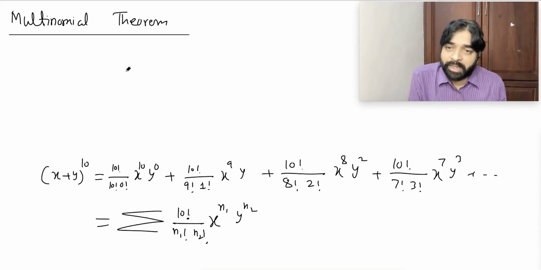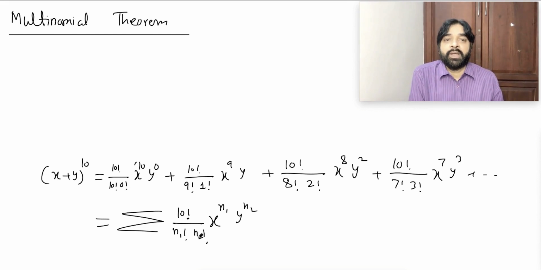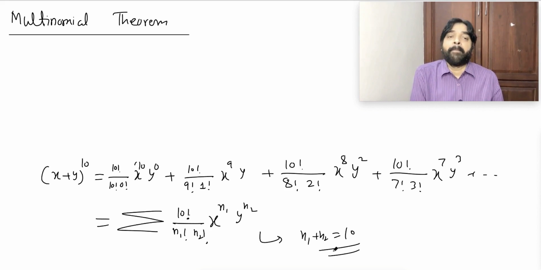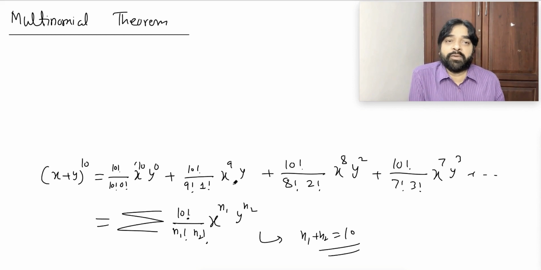I can tell you the multinomial theorem directly also. It's not that difficult. But please try to understand where it's coming from, otherwise it will be a big problem for you. If this is n1 and this is n2, the condition is that n1 + n2 will always be equal to 10. Why? Because this is the distribution of 10 objects into x and y, so this summation will always be 10 only. Have you understood the point?